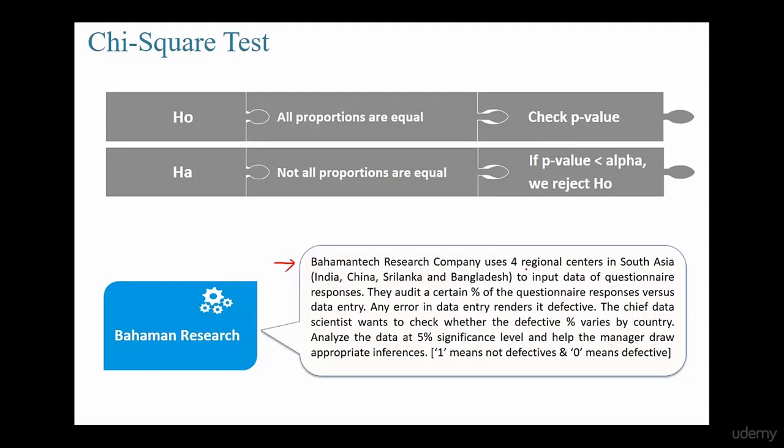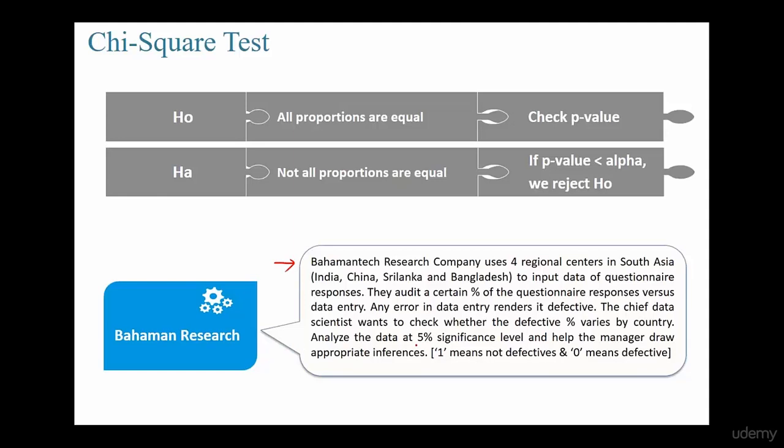Barman Tech Research Company uses 4 regional centers in South Asia: India, China, Sri Lanka and Bangladesh. All of these 4 regional centers input the data of questionnaire responses. They manually conduct questionnaire surveys, and that response is entered into the computer manually. So they audit a certain proportion of questionnaire responses versus data entry. Any error in data entry renders it defective, and the chief data scientist wants to check whether the defective percentage varies by country or not.